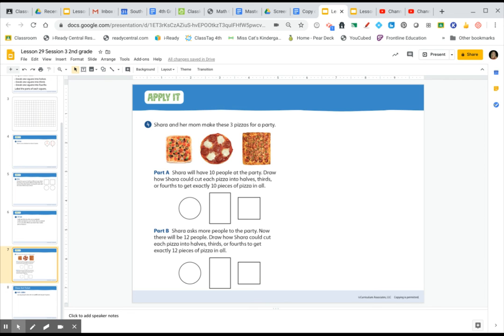Do your best at drawing your pizzas. And part B, Shara asks more people to the party. Now there will be 12 people. Draw how Shara could cut each pizza into halves, thirds, or fourths to get exactly 12 pieces of pizza in all.